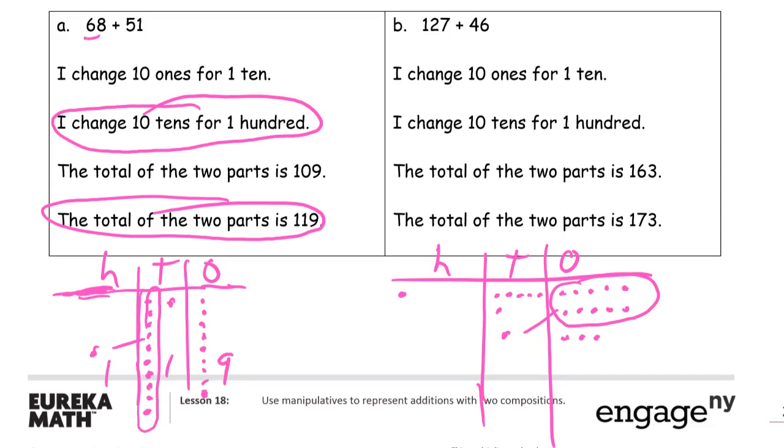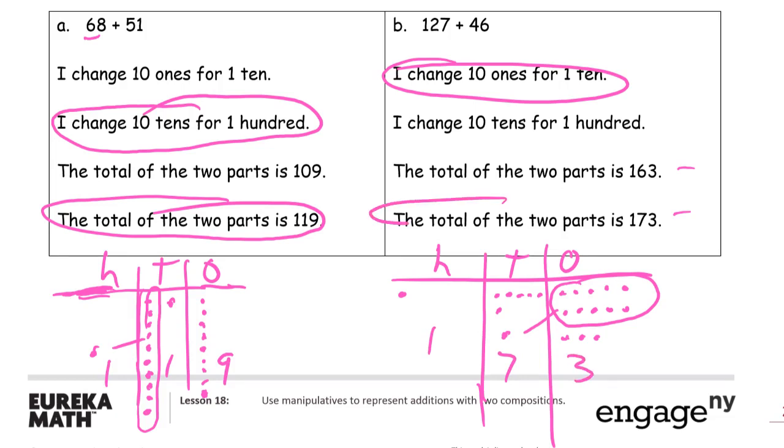Alright, did I change 10 1s for a 10? Yes, I did. Did I change any 10s for 100? No, I didn't, so I'm not going to circle that. I'm only going to figure out what it adds up to, right? Figure out which one of these it is. So we end up having 100, and this is 6. One more is 7 10s, and then 3 1s. So it's 173.